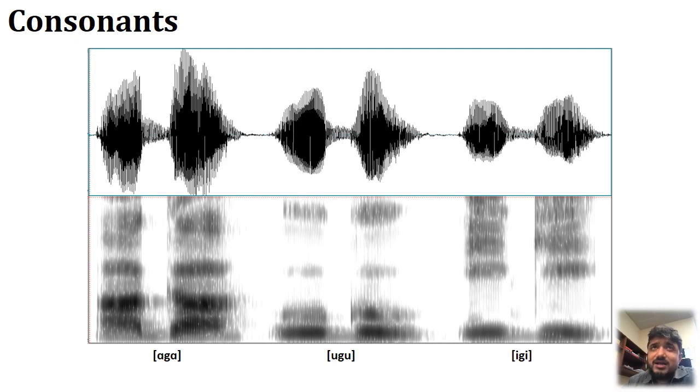From henceforth, for the remaining consonants, I might go a little bit faster because we need to really finish this in time. We need to definitely restrict this to one lecture and not more than one.